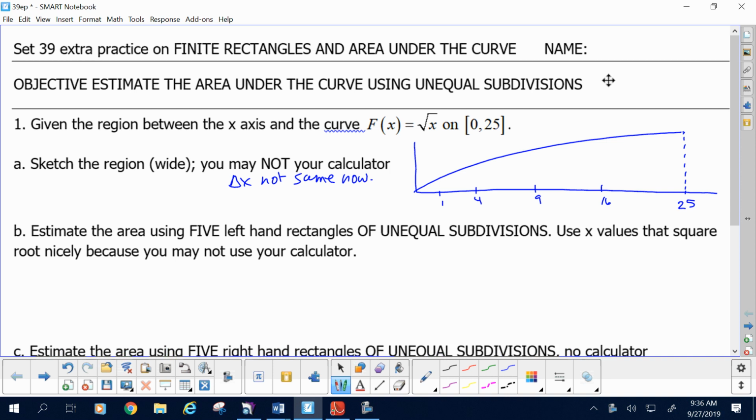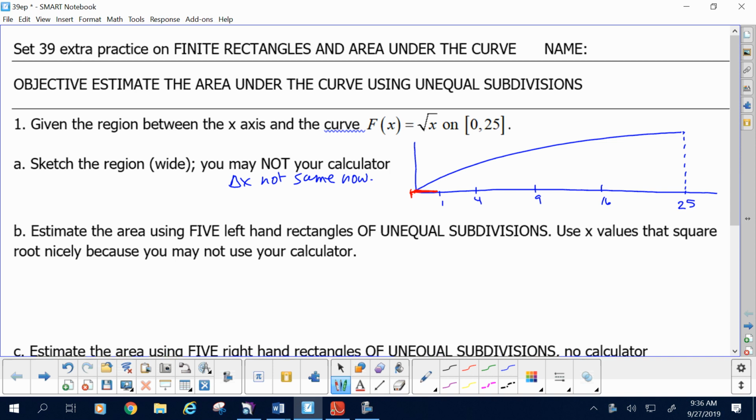Now, underneath in B, it says, estimate the area using 5 left-hand rectangles of unequal width. We got the unequal subdivisions done. Well, let's talk left-hand. So from 0 to 1, where do I draw the height, Cole? At 0 or 1 if I'm using left hand? Left hand, 0, okay? So from 0 to 1, I'm going to use the height at 0, which means unfortunately I'm not going to really get a very tall rectangle.